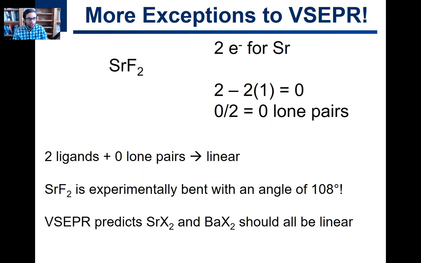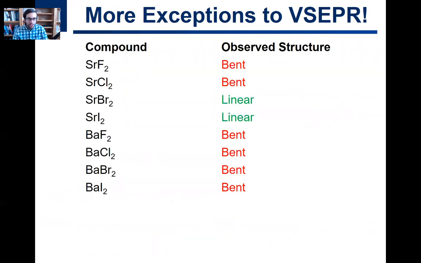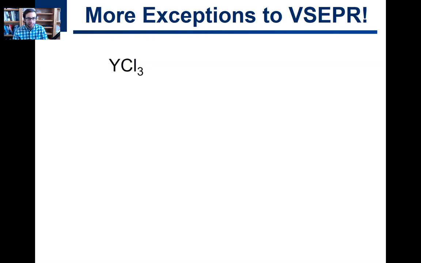And in fact, you can look at isoelectronic analogs of this molecule, and any strontium halide or barium halide, VSEPR predicts that all these molecules would be linear, right? Because they're going to have the same steric geometry of 2 ligands and 0 lone pairs. And you can look at the experimental data, and you can see that 6 of these 8 molecules are actually bent. So 6 out of 8 times VSEPR gets it wrong. And then mysteriously for strontium bromide and strontium iodide, the molecules are actually linear. And so why is this? It's not at all clear using VSEPR. VSEPR offers no explanation, right?